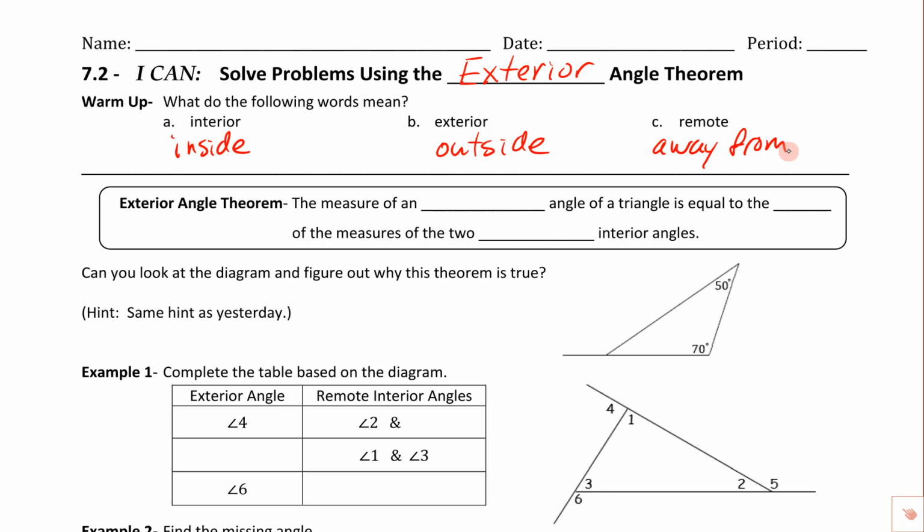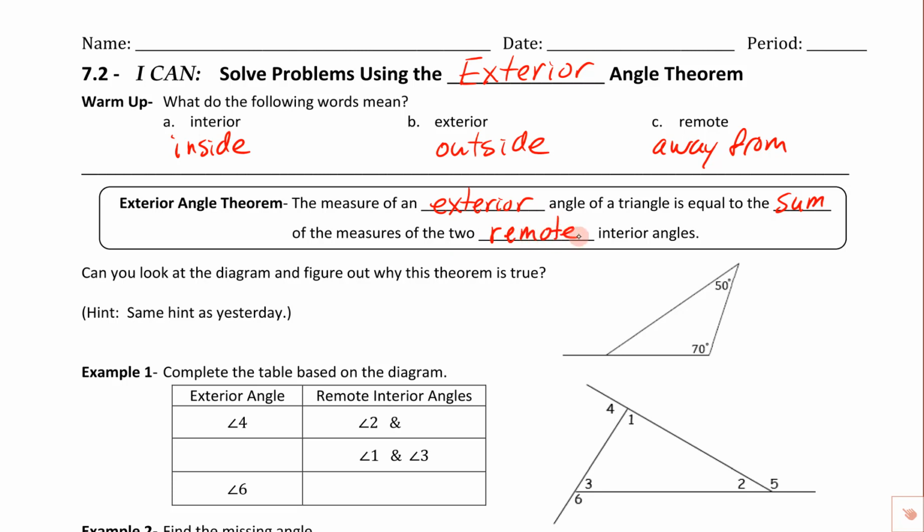So anyway, let's talk about what the exterior angle theorem says, and then we'll try and figure out why this theorem works the way it does. Remember, a theorem is an idea that's proven to be true, and we'll do a quick little idea of why it would be true. It says the measure of an exterior angle of a triangle is equal to the sum, S-U-M, remember that's an addition problem, of the measures of the two remote interior angles. So the word there is remote.